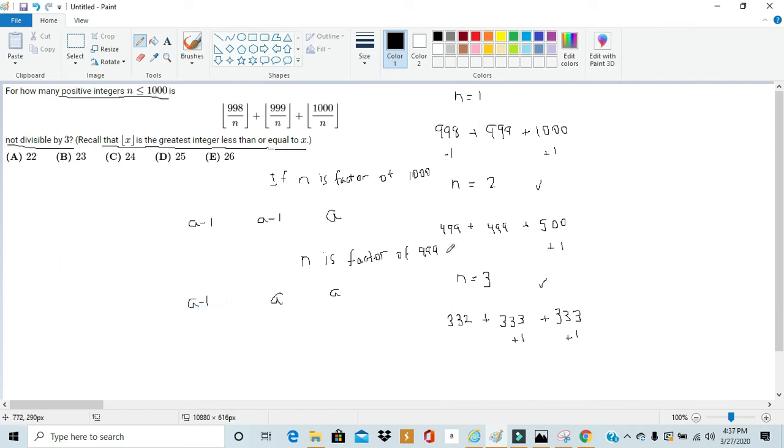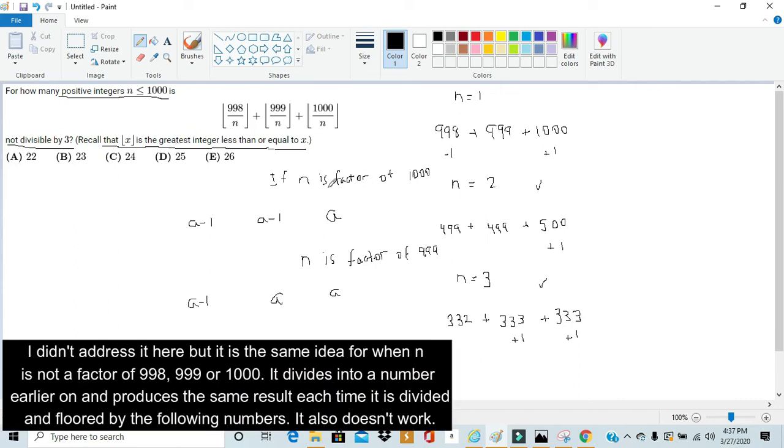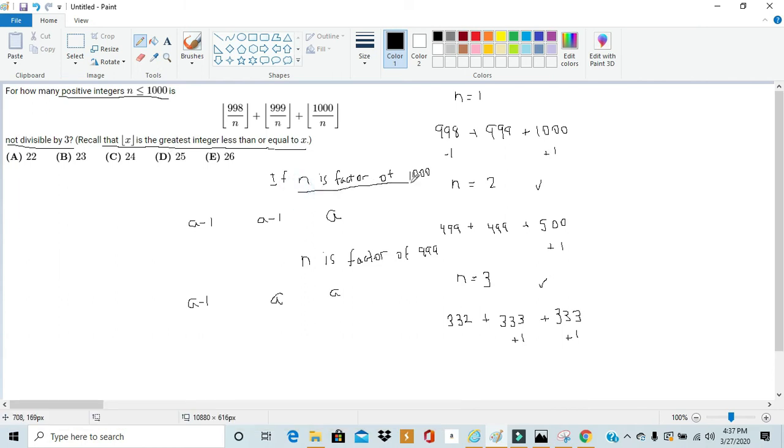We don't need to care about the case where n is a factor of 998 because if n is a factor of 998, then if we take the floor of that, we're gonna get the same quotient or the same result when we put it into this function every time. So if this is a, we're gonna get a, and that's still 3a, which is a multiple of 3. We're looking for things that are not divisible by 3. So we have to look for the cases where n is a factor of 1000 and n is a factor of 999. So then we're just hunting for all the factors of 1000 and 999.